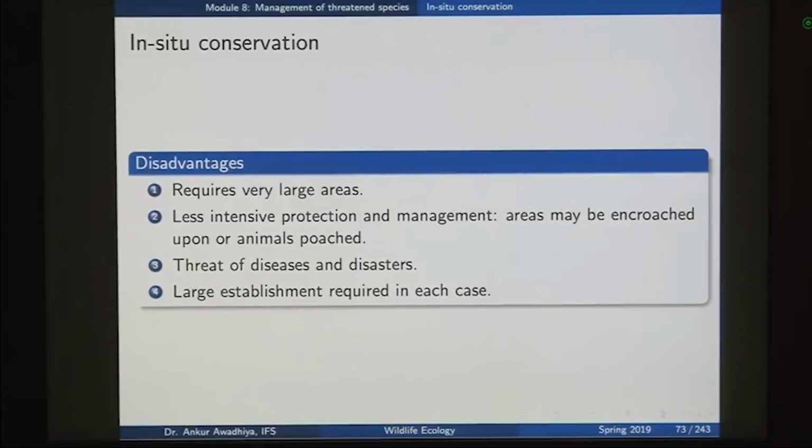Also, less intensive protection and management, because the areas may be encroached upon or the animals poached. So, here we have the classic example: should you keep all your eggs in one basket or should you keep your eggs in different baskets?